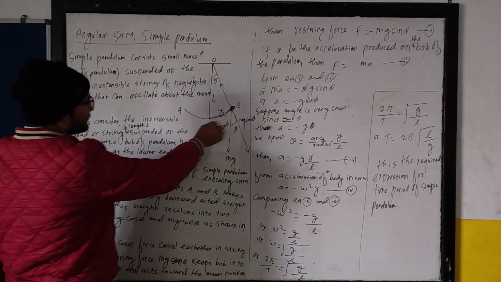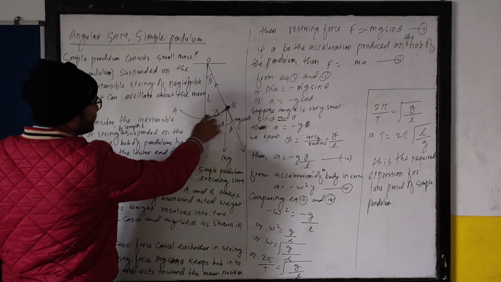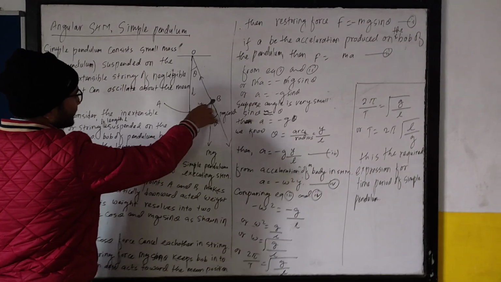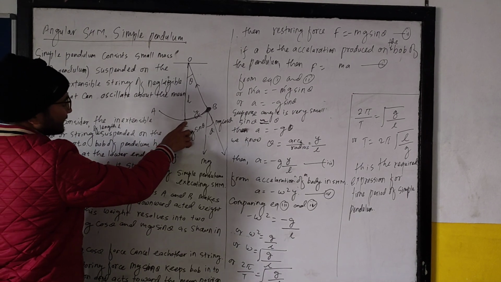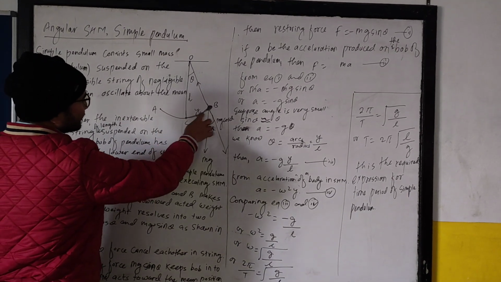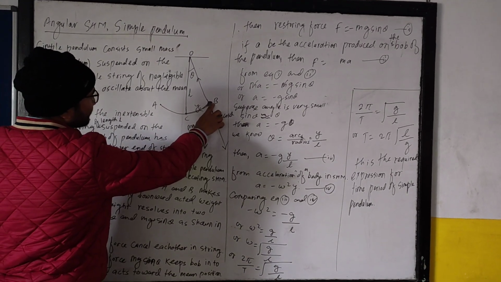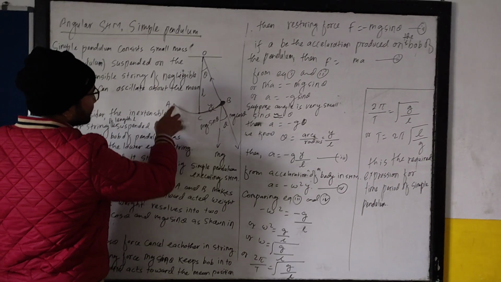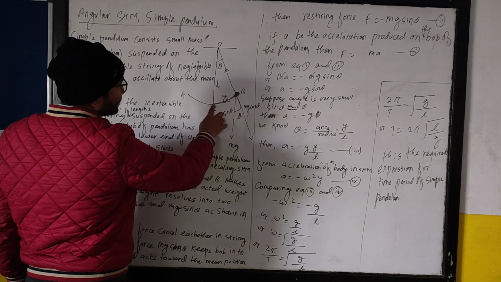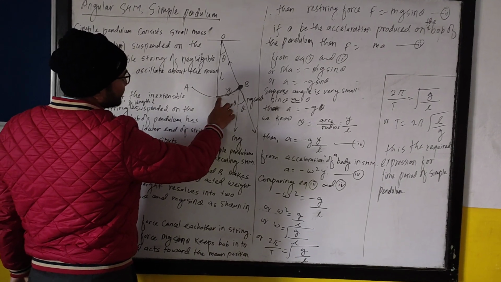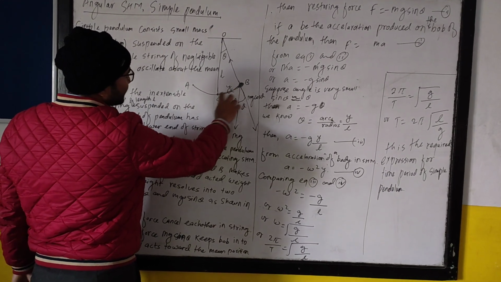You can see here, this is the bob of the pendulum, which is in a to and fro motion in the ACB arc. You know this is the equilibrium position. When it is displaced, it reaches sometimes point B and sometimes point A. A and B are extreme points, and Y is the displacement.